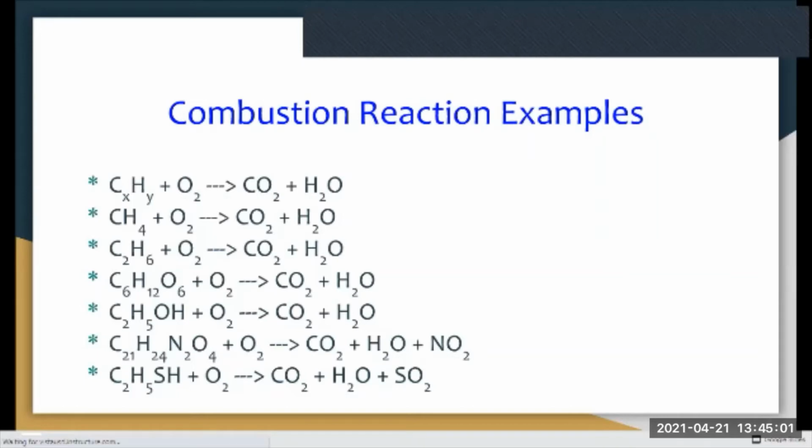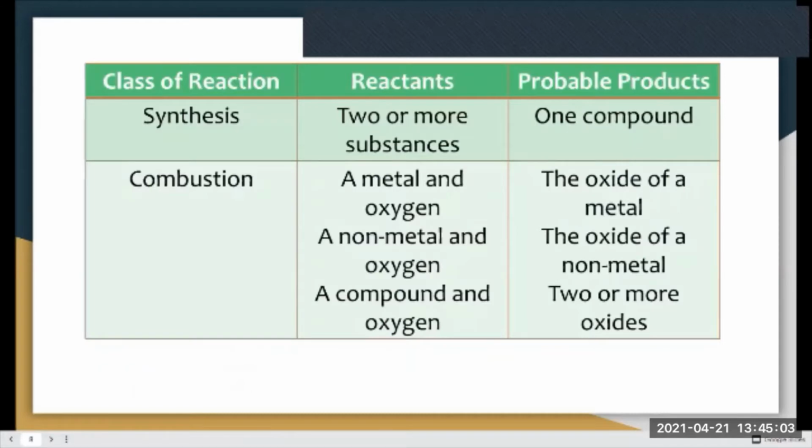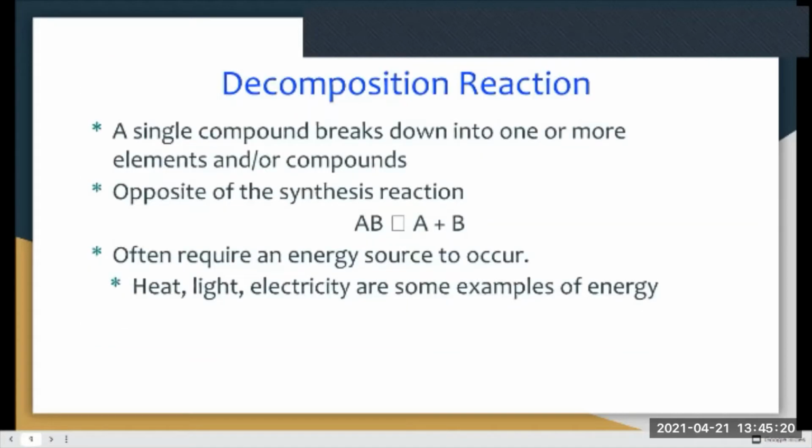Okay, so now let's talk about our table again. So remember, synthesis has two or more substances, so that makes one compound. Your combustion, you're mixing things together with oxygen. They get carbon dioxide, water, and then potentially an oxide of something else. But now we can talk about decomposition reaction. This is when a single compound breaks down into two or more elements or compounds. So it's the exact opposite of synthesis. Synthesis, multiple things make one compound. In decomposition, one thing makes multiple compounds.